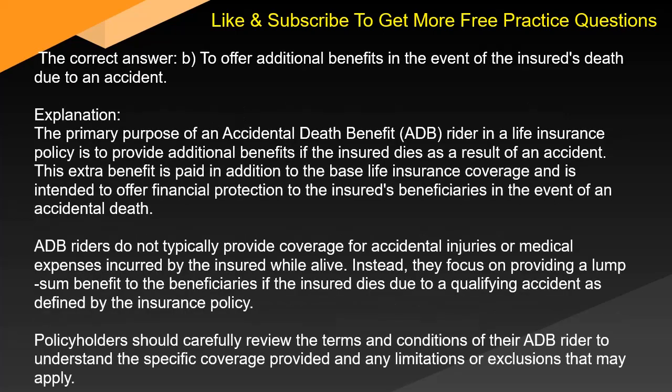The correct answer, B. To offer additional benefits in the event of the insured's death due to an accident. Explanation. The primary purpose of an accidental death benefit (ADB) rider in a life insurance policy is to provide additional benefits if the insured dies as a result of an accident. This extra benefit is paid in addition to the base life insurance coverage and is intended to offer financial protection to the insured's beneficiaries in the event of an accidental death.